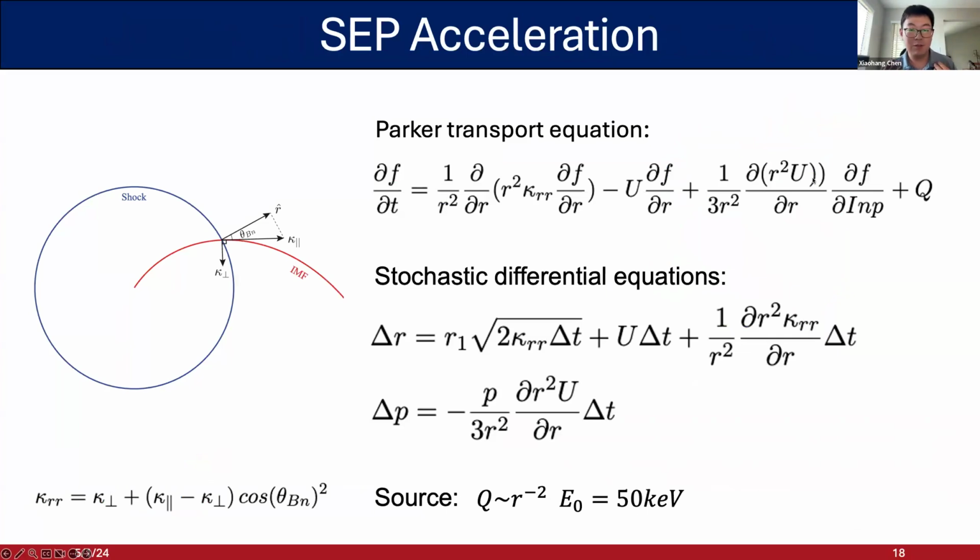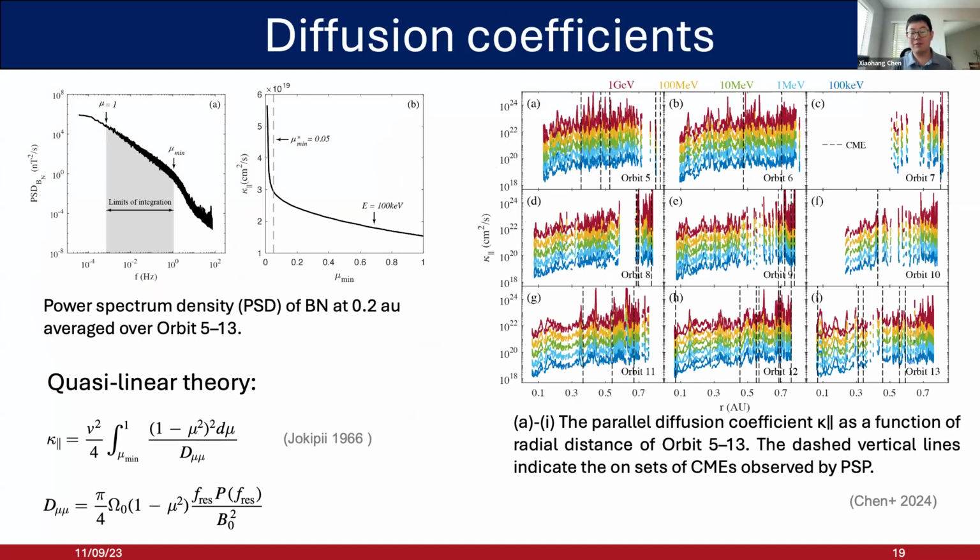Then we try to do the actual particle simulation. Here, we use the stochastic differential equation of the particle transport equation to simulate the particle propagation, or what we call the pseudo-particle distribution, based on the parameters we just obtained from the data-driven MHD and observations. And there's another important factor, which is the diffusion coefficient.